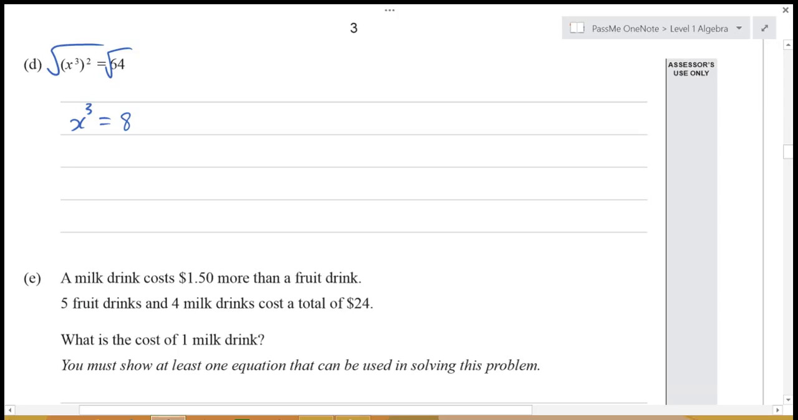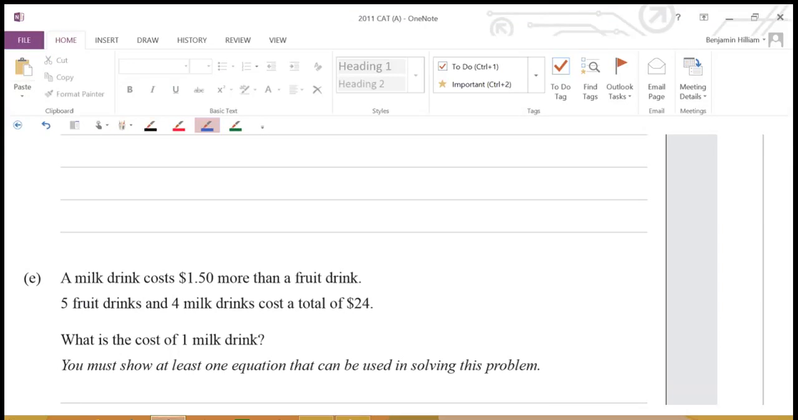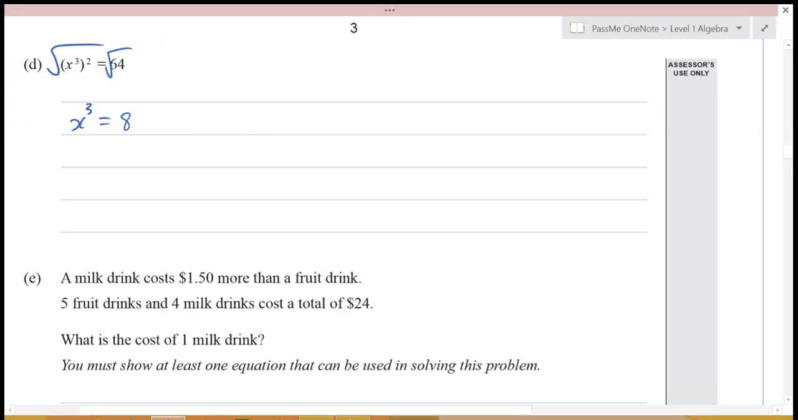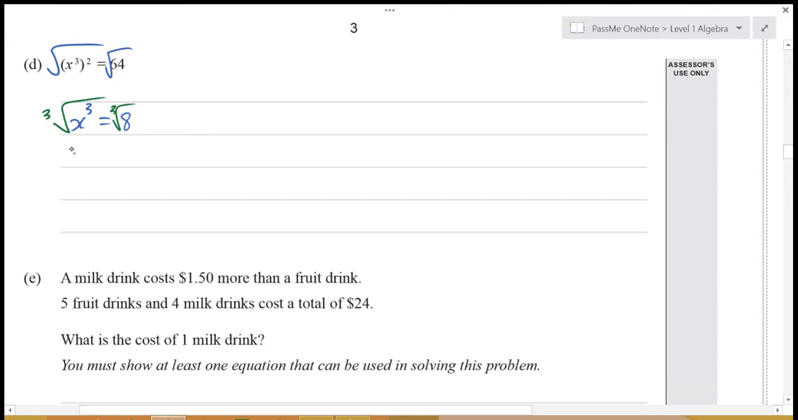Okay, once we've undone that square root, we want to undo that cube root. The way we undo a cube power is by taking a cube root. So we're going to take a cube root of both sides, and that leaves us just with x on that side. Then we've got to think, what number times itself 3 times is 8? Once again, no calculator, so we're probably pretty safe to assume it's going to be an integer here.